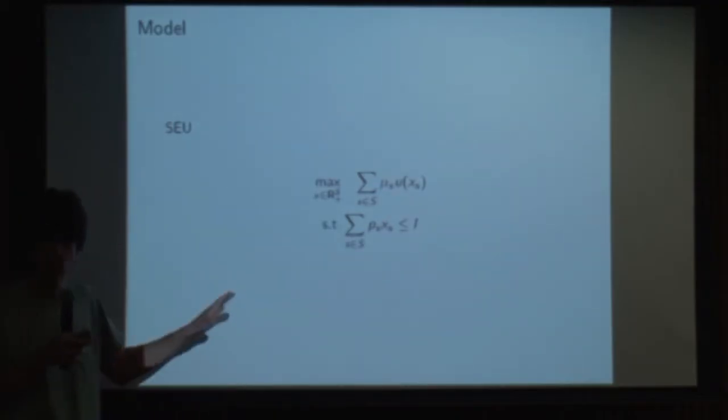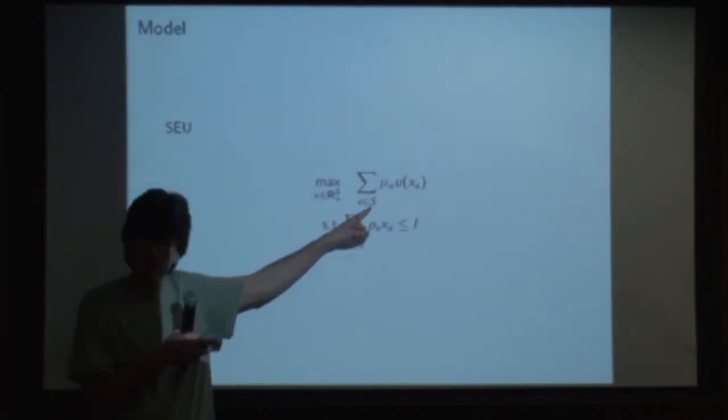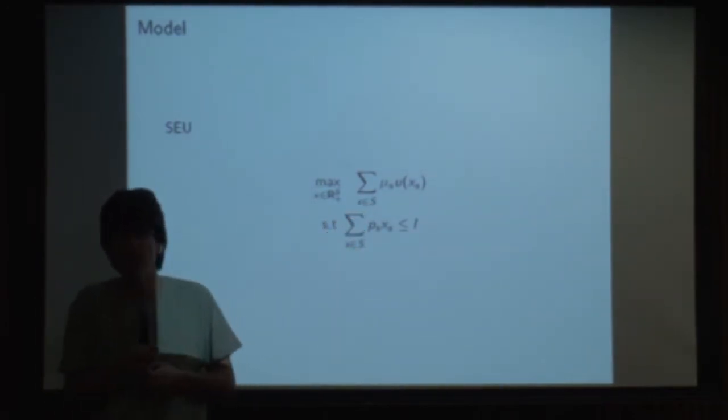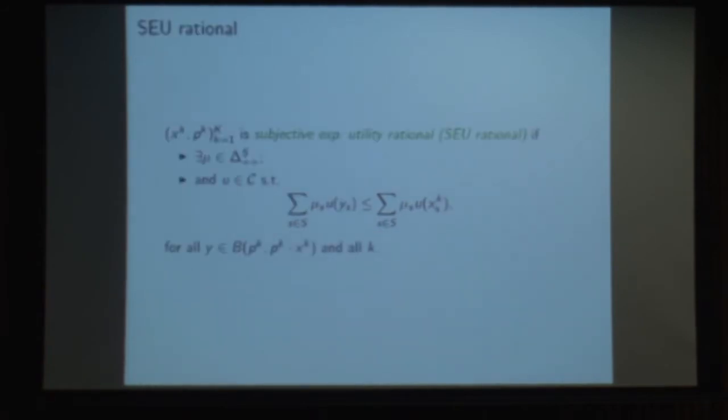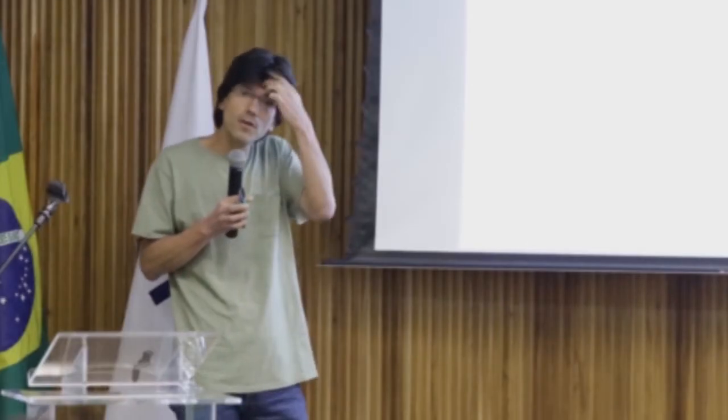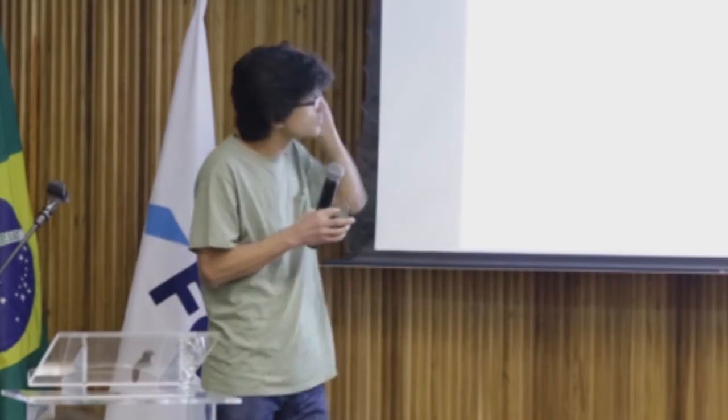Okay, very good. So this is the model. The model is maximizing expected utility subject to a budget constraint. And a data set is consistent with the model if the following is true.